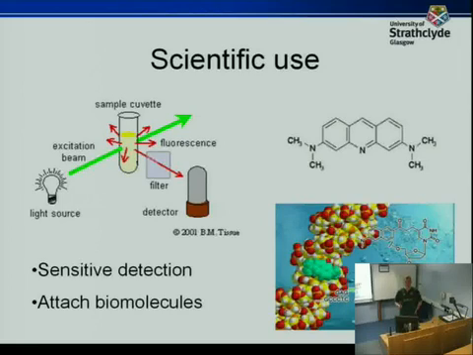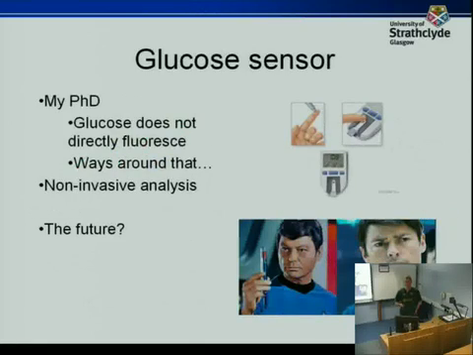So we can attach this to DNA, we can also do it with other less complex molecules, and my PhD shall be looking at finding ways to get fluorescence information on glucose molecules. Now, glucose doesn't directly fluoresce, but there are ways around that, and that's the work that I'll be doing over the next 3 years to look at this.